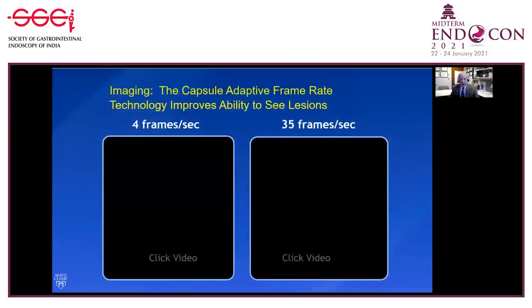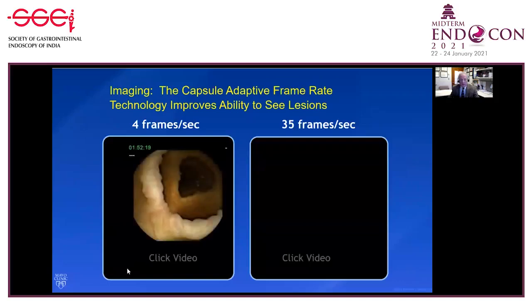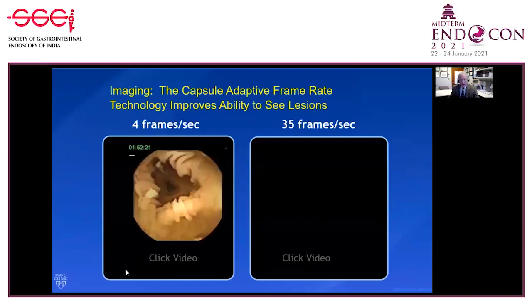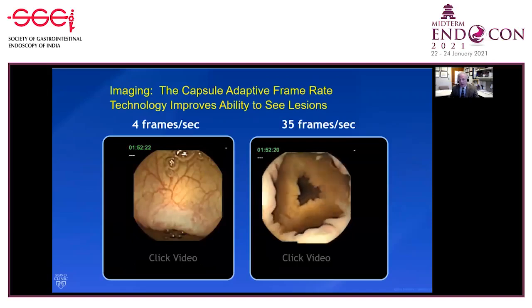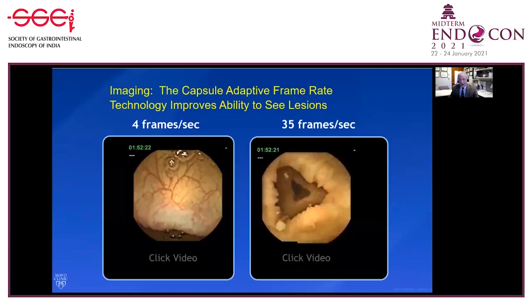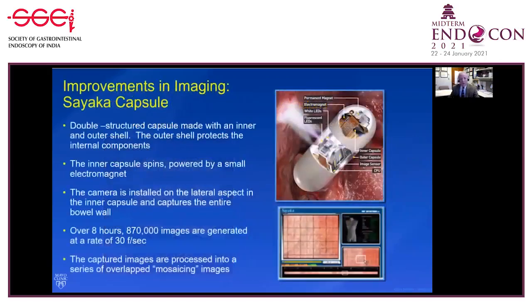Another great technology that's used for the colon capsule is an adaptive frame rate technology, which improves the ability to see lesions. If you look at this, you can see how quickly the capsule moves at 4 frames per second. But with this adaptive frame technology, you can see at 35 frames per second how much better you can see the colon and therefore not miss any significant polyps. So this technology is excellent.